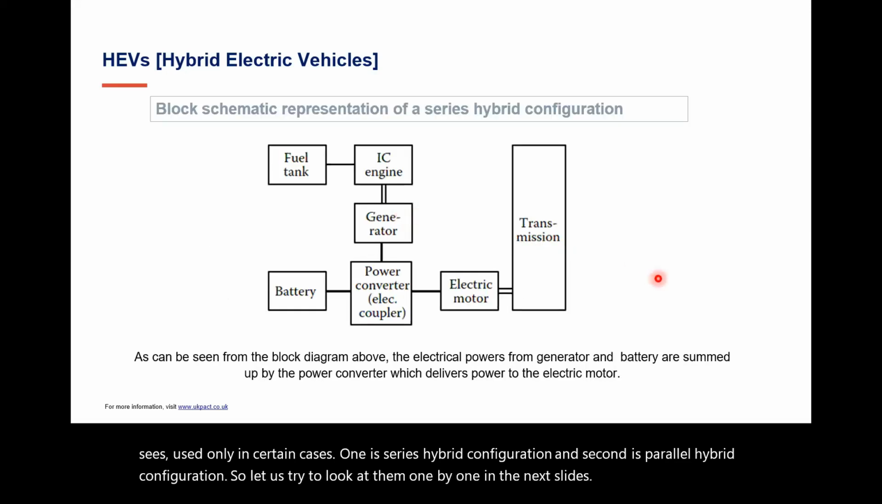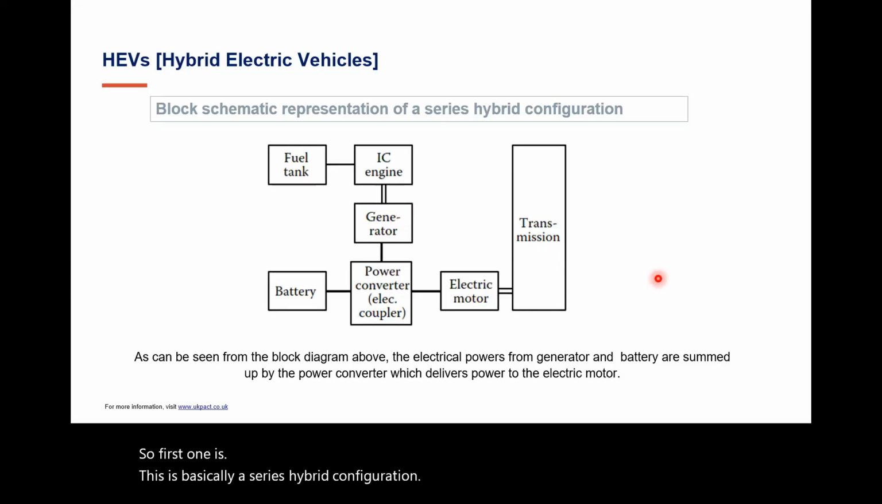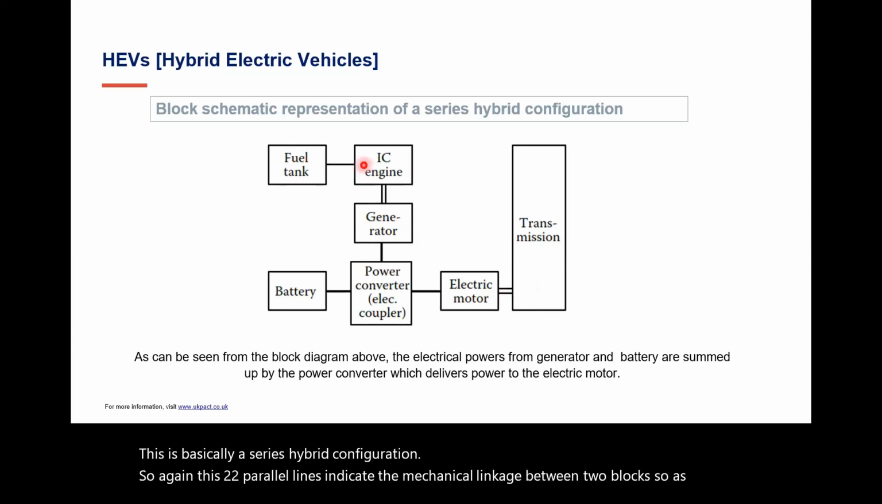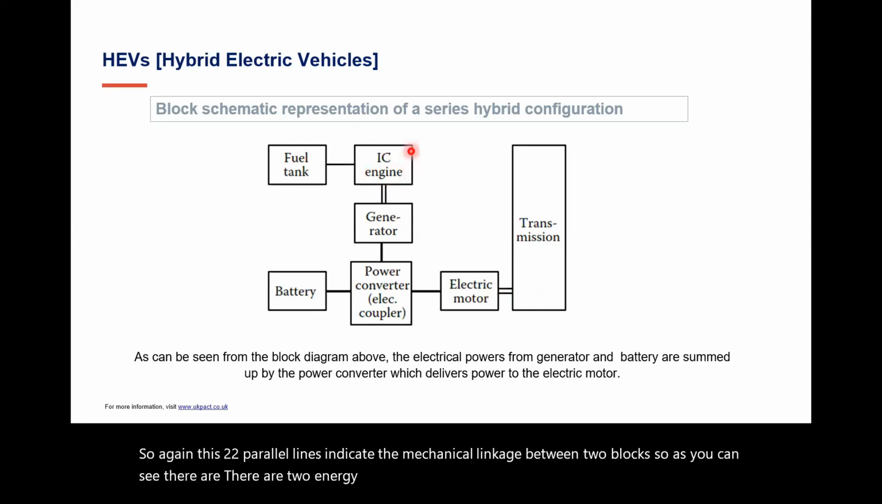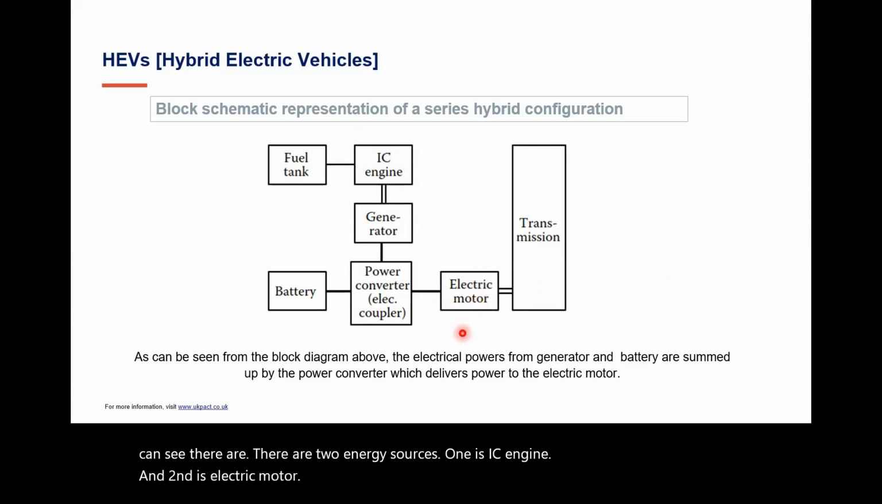So the first one is basically a series hybrid configuration. Again, these two parallel lines indicate the mechanical linkage between two blocks. As you can see, there are two energy sources. One is the IC engine and the second is the electric motor. But you can see here that in case of a series hybrid, the motor is connected to the vehicle shaft.